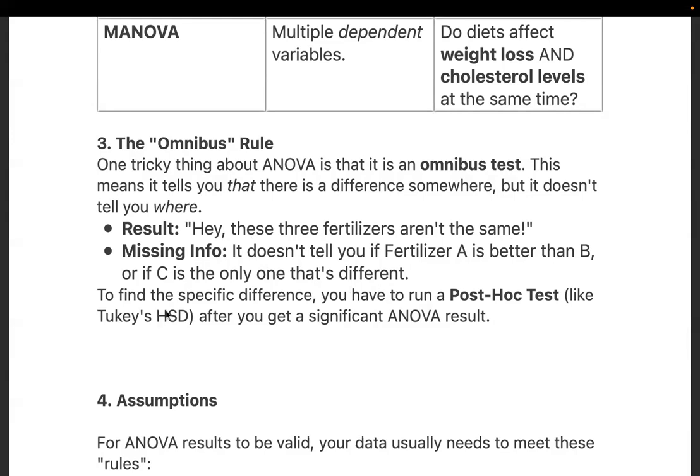To find that kind of information, you have to run a post hoc test, like Tukey's HSD. Once you get a significant ANOVA, if you get non-significant, you're done. If you get significant, and you need to know which one is actually better out of those multiple groups, you need to use a post hoc test.